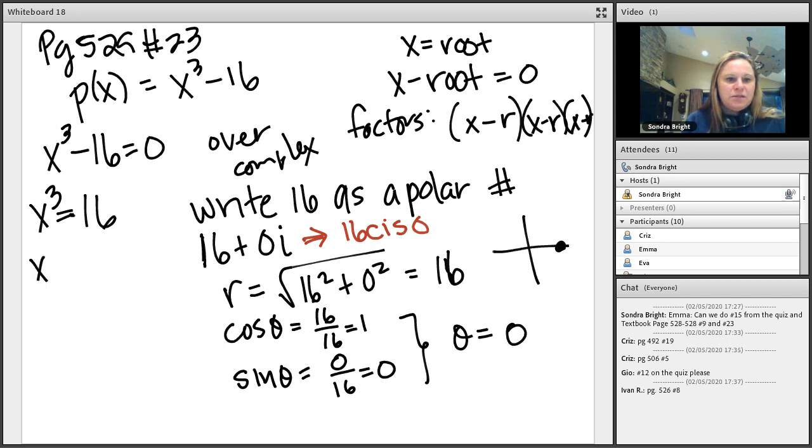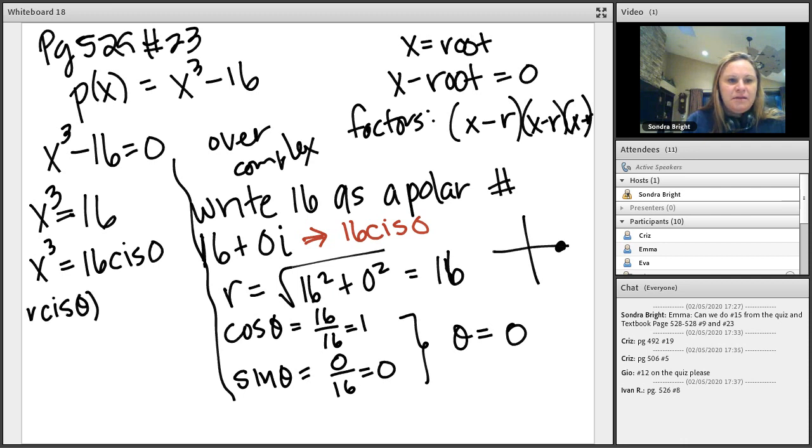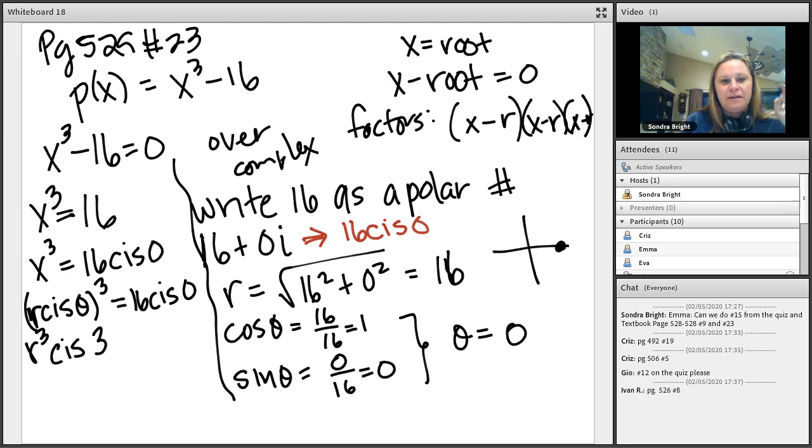So I've got x cubed equals 16 cis 0. Right? And then I'm going to let x be just any polar number. It's going to be a root, right? So that means r cis theta cubed is equal to 16 cis 0, which means r cubed using de Moivre's theorem. You're going to take that r and raise it to the power of the exponent, and then cis, and then multiply that exponent times your theta.